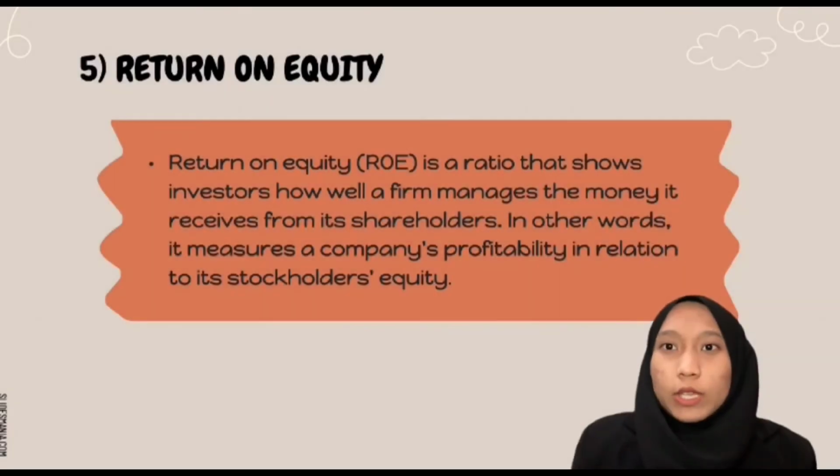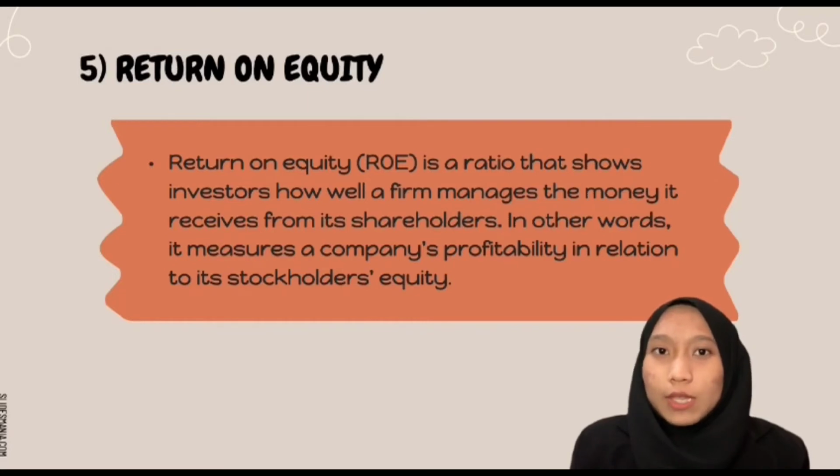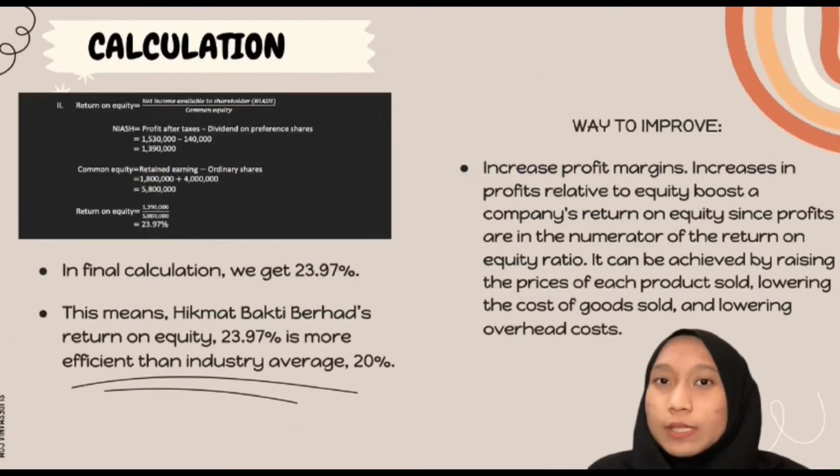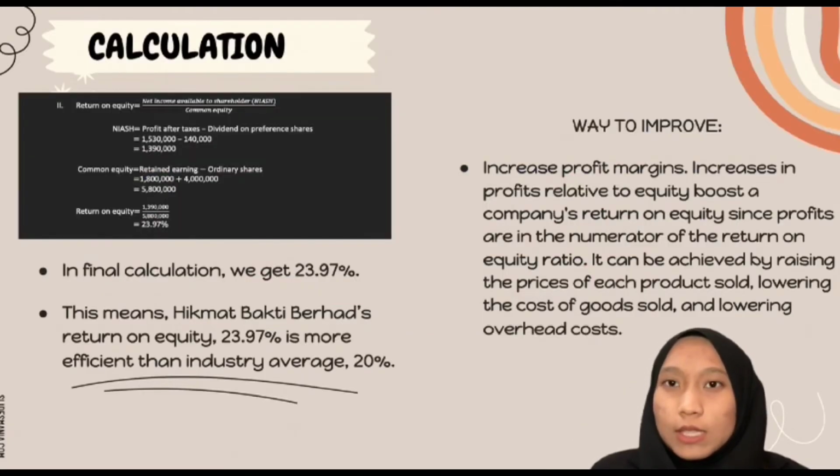Return on equity, ROE, is a ratio that shows investors how well a firm manages the money it receives from its shareholders. In other words, it measures a company's profitability in relation to its stockholders' equity. In the final calculation, we get 23.97%. This means Hikmat Bati Berhad's return on equity, 23.97%, is more efficient than the industry average, 20%.